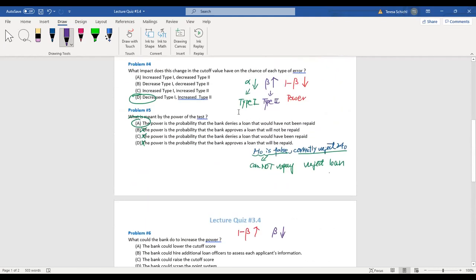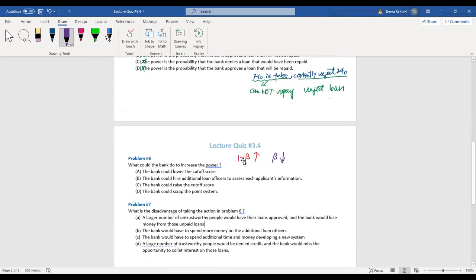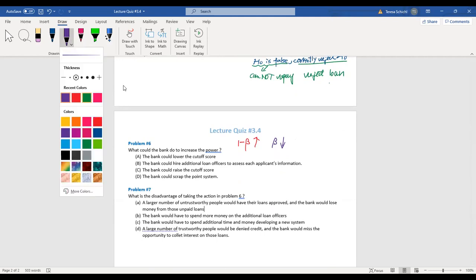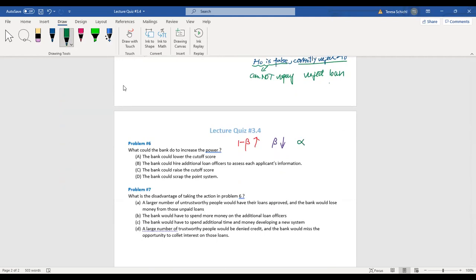From these relations, because beta is getting smaller, 1 minus beta is getting bigger. If beta is getting smaller, and we know beta and alpha go in opposite directions, that means alpha is going to go up. So the type 1 error is going to go up. How do I translate the type 1 error going up? This is my cutoff point, X star, and this is my alpha value.